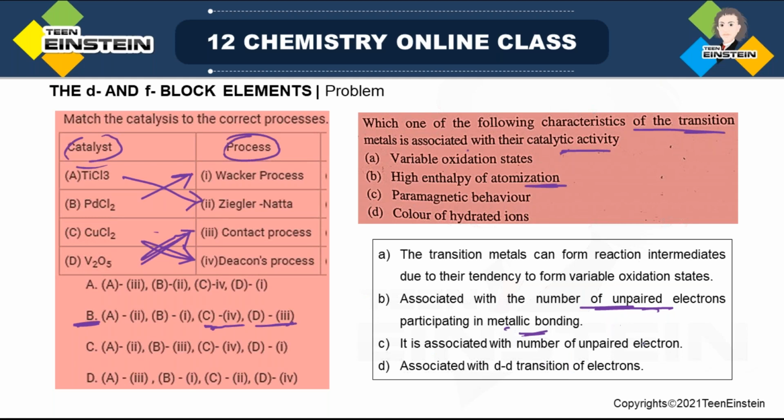Then paramagnetic behavior. Now paramagnetic behavior is associated with unpaired electrons. Higher is the unpaired electron number, higher will be the paramagnetic property. Again, nothing to do with catalytic activity. And the last one, color of hydrated ions. Last class we have seen that because of presence of different d electrons, d-d transition is possible, and if the corresponding energy falls in the visible region, we can see color. But for d0 and d10 metal systems, color formation is not possible because d-d transition is not possible. So here the correct option will be the first option. Any doubt?